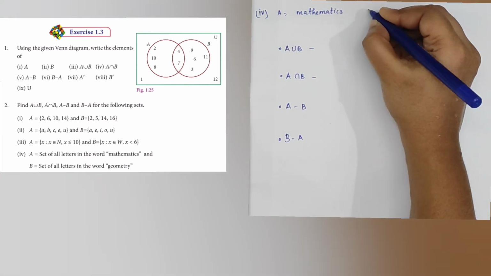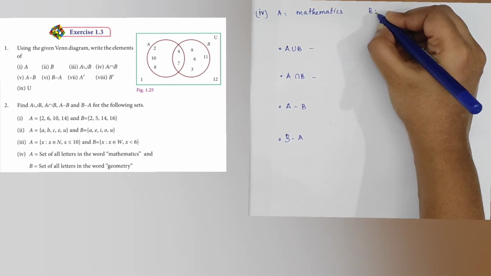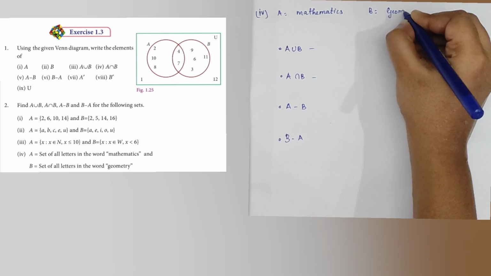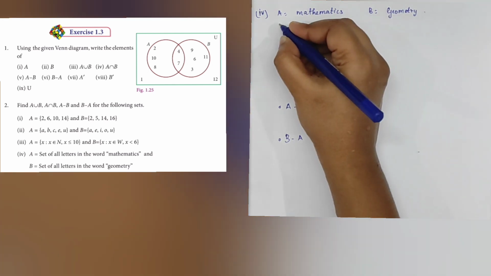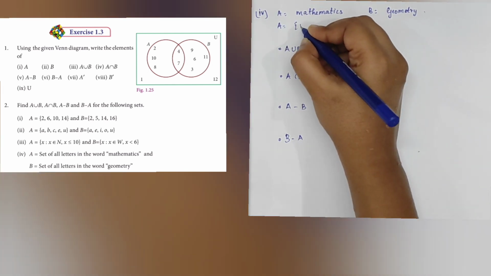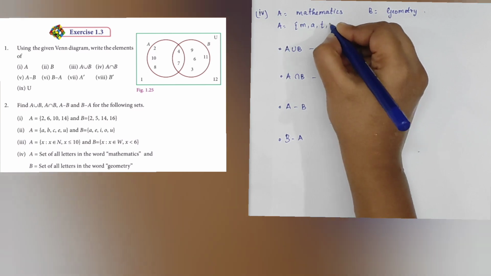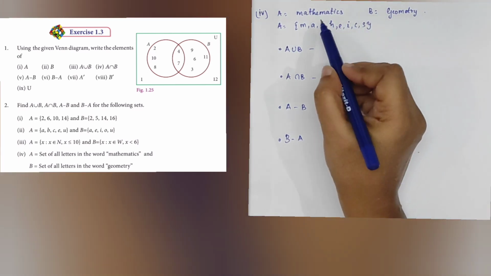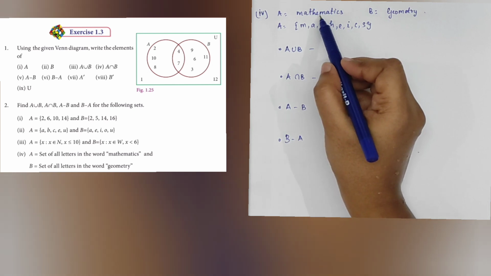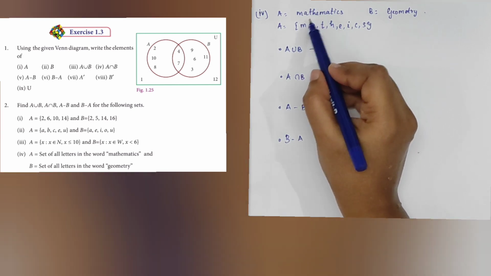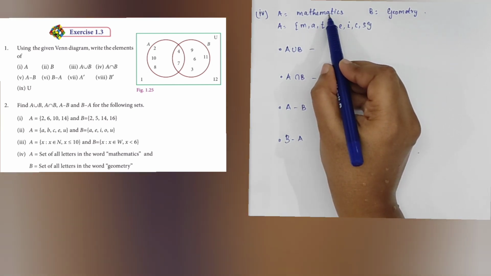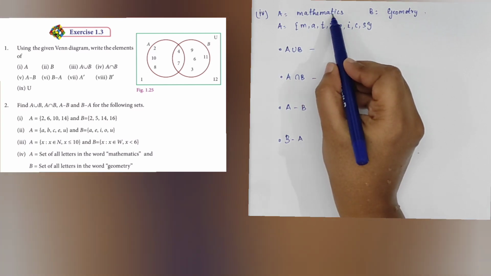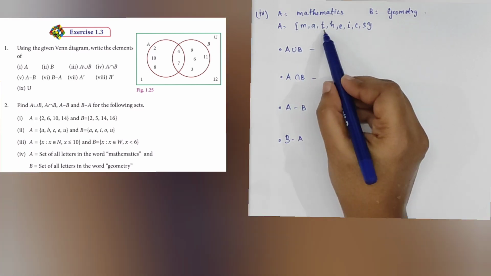And B is equal to the set of all letters in the word geometry. Now list out the elements of set A, that is M, A, T, H, E, I, C, S. Here I'm not repeating the repeated letters. M is given twice, so I'm writing it only once. As well as A, it is given twice, I'm writing it once. As well as T, it is given twice, so I'm going to write it once.